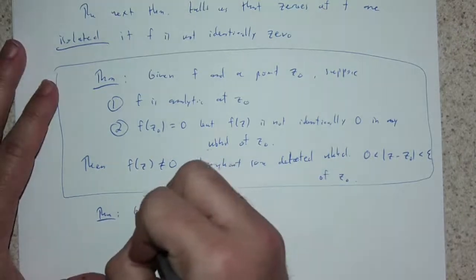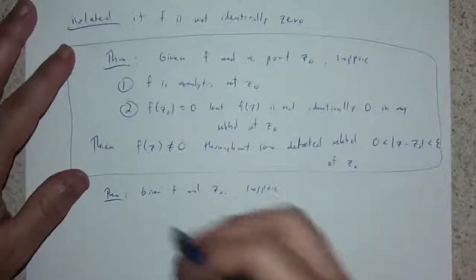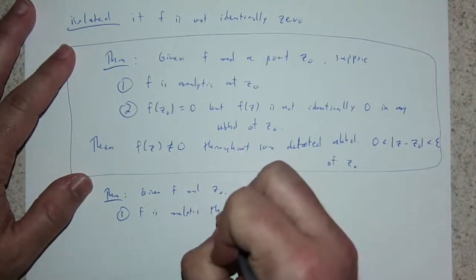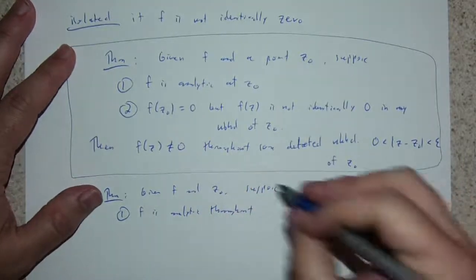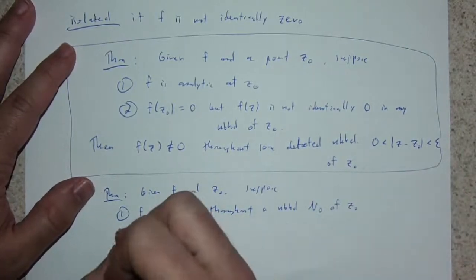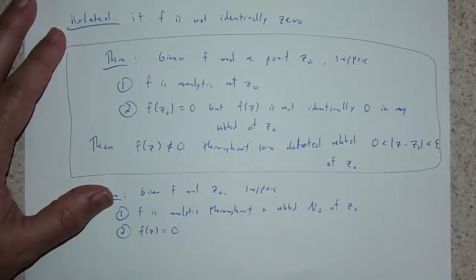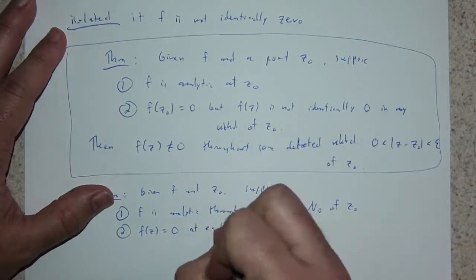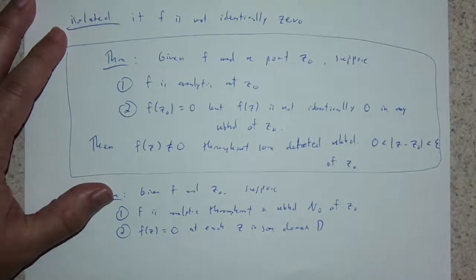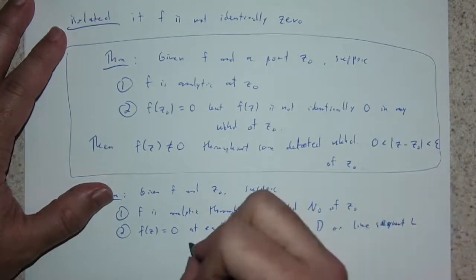So the next theorem says the following: given f and z0, suppose the following. Suppose that f is analytic throughout some neighborhood N0 of z0. And secondly, suppose that f of z is equal to 0 at each z in some domain D or line segment L containing z0.